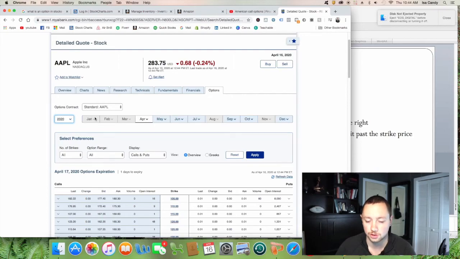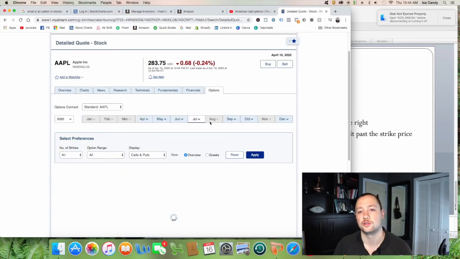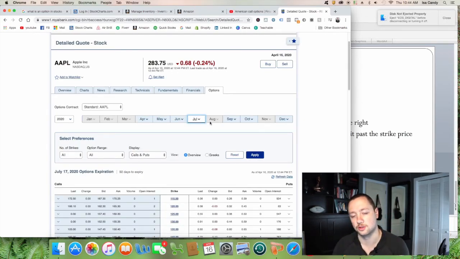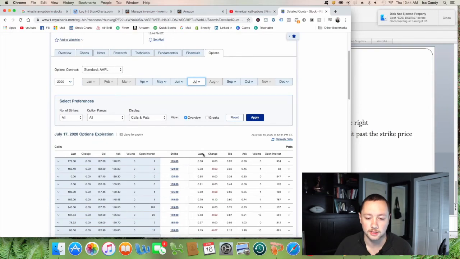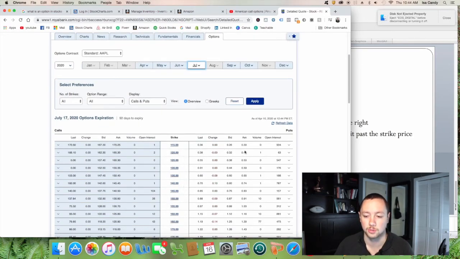Here are the dates you can choose. You can go all the way across here. Right now we're going to choose a July 17th expiry. One thing you should know is these options usually expire on the third Friday of every single month. So that's usually what the dates are that you'll see here. And if we go down, we can see the strike price in the middle. We can see puts on the right side and calls on the left side.